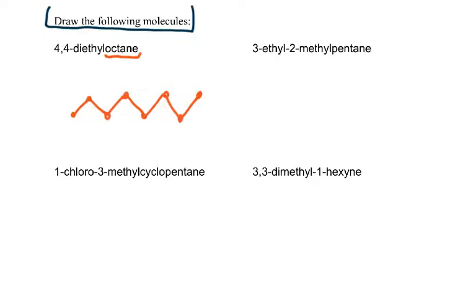Now I need to draw the substituents. So I've got diethyl, which means that I have 2 ethyl groups, which are 2 carbon groups, but I need to know where to put them. I need to have them both sticking off of carbon 4. So I'm going to count 1, 2, 3, 4 carbons in. It doesn't matter which side you count from when you are drawing the molecule. And so now I need to draw 2 ethyl groups. So 1 ethyl group that's got 2 carbons coming off of it, and here's another ethyl group that has 2 carbons coming off of it.